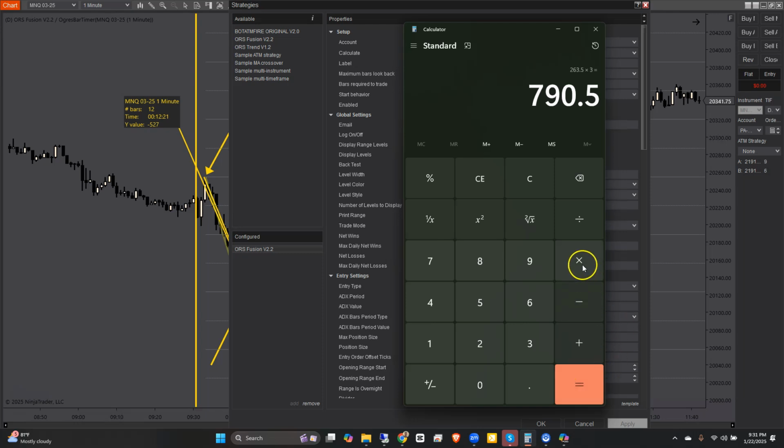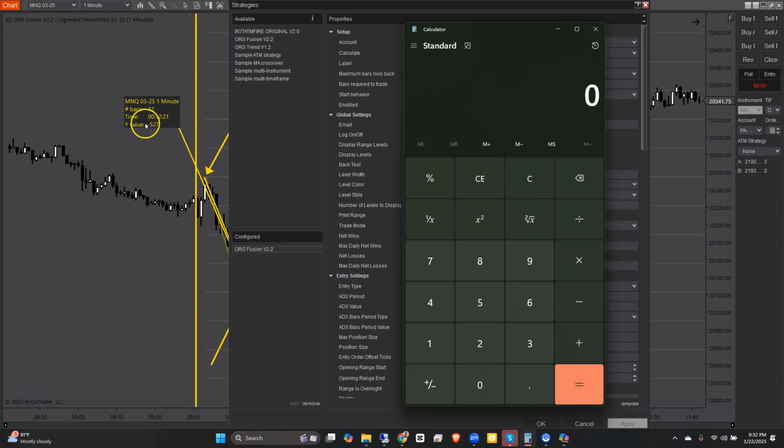And then you got to add commissions on that too, so you can probably add $50 worth of commissions maybe. I'll call it $25. 790 plus $25. Oh, my calculator's not working. 790 plus $25 in commissions. Now you're over $800. Rather not.